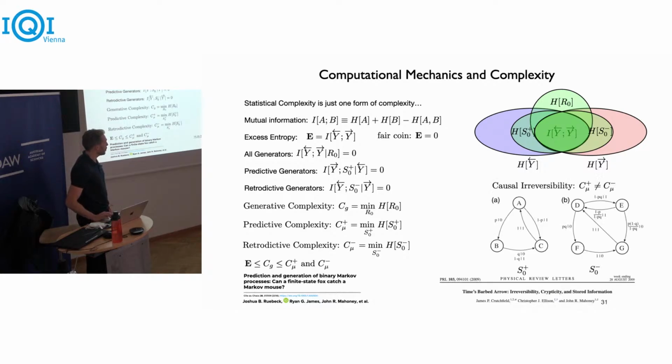Also interestingly, you can have causal irreversibility, meaning that the causal model for the forward process, in this case, would have 3 states. The causal model for the reverse process would have 4. So that means that you have differing complexities in how you try to explain the same data based on how you read it. If you read it front to back, maybe it's really hard to explain.